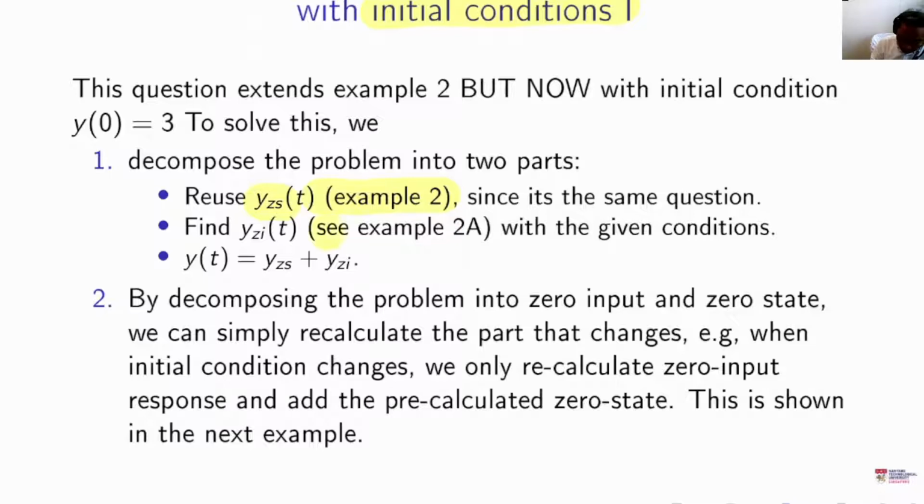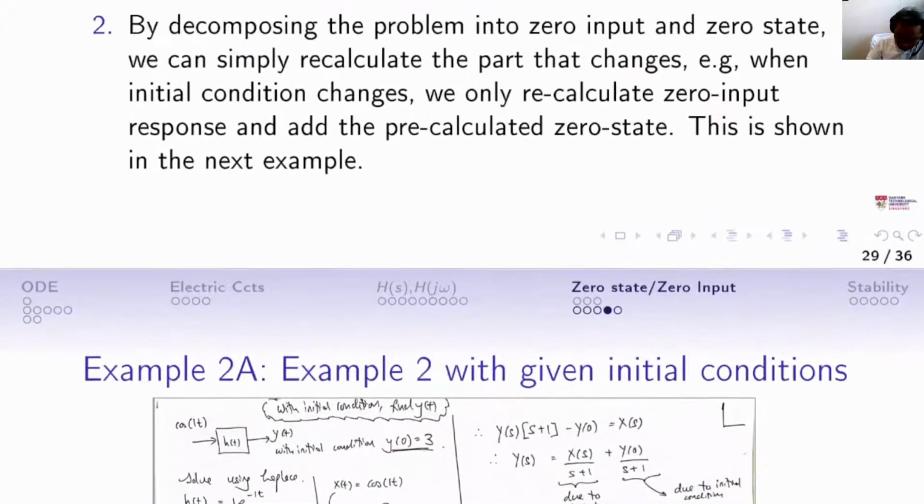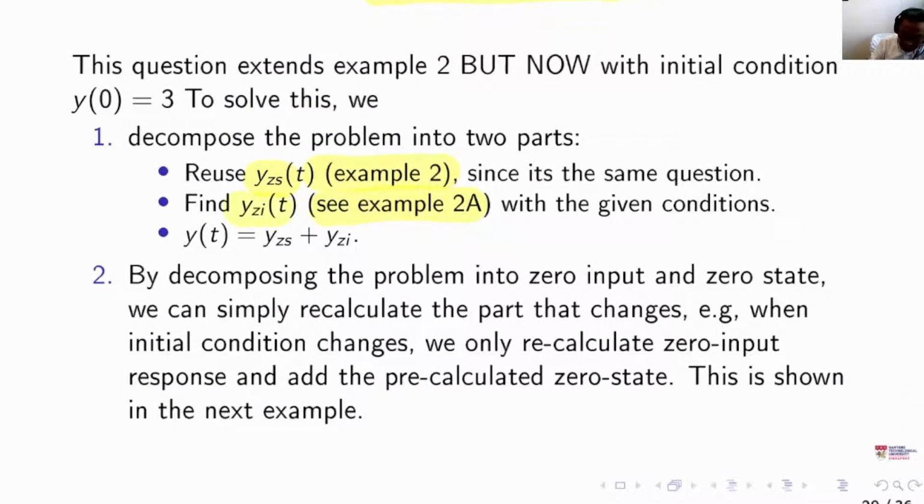In the next example, example 2a, which is on the next slide, you will see that I'm going to compute the same question. The impulse response is the same, but with the new given initial condition. We call this the zero input response. The response only due to the initial condition. The system is not relaxed. And the input is 0. That's why it's Zi, 0 input.